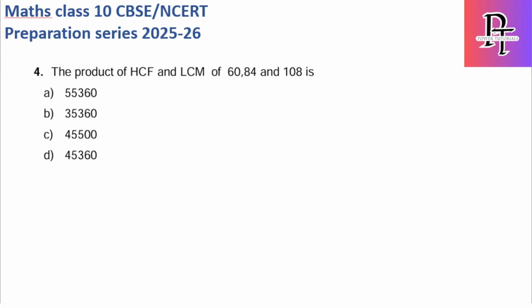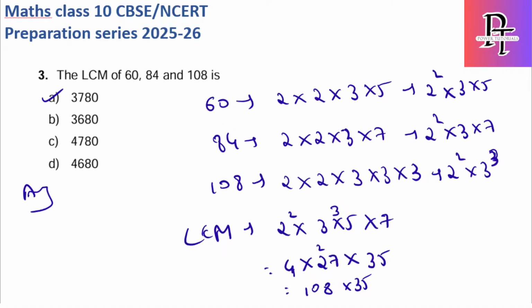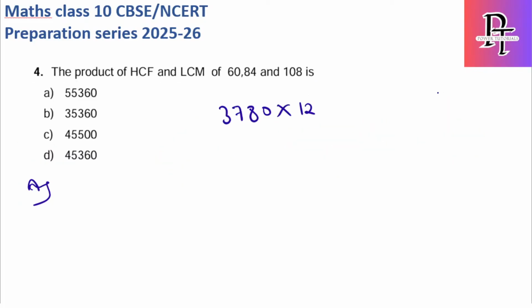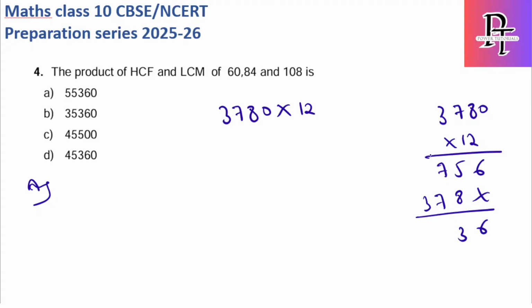The product of HCF and LCM of, okay, we already know the LCM and HCF, so simply multiply. Here it is 3780, and HCF we found how much? HCF is 12. So 3780 into 12 we need to do. So I'll do it here. 0 I'll write it later. 2 8 is 16, 1, 2 7 is 14, 15, 1, 2 3 is 6, 7, 1 8 7, 3 6 13 15. So it is 45360, which is option D.